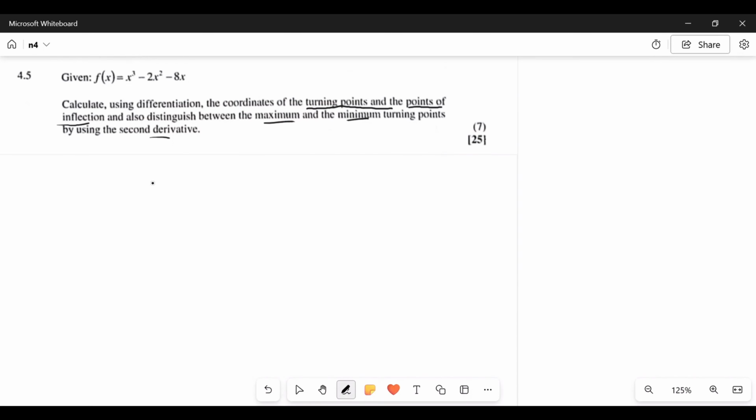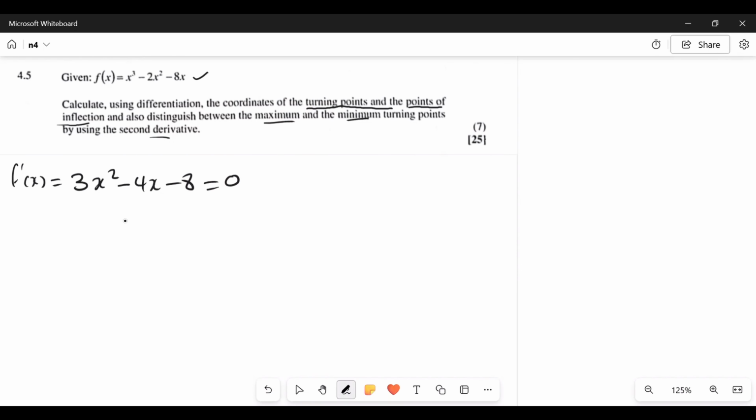Right. So whenever they ask you to find the turning point, guys, you first have to derive this equation once and equate it to 0. So let's do it. So if you say f of x prime, it's going to give us 3x squared minus 4x minus 8. So this here is the first derivative, and it's going to be equal to 0. So when it's like this, guys, this means that you need to solve for x.